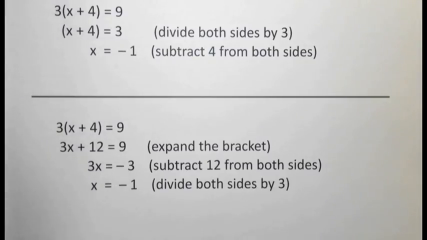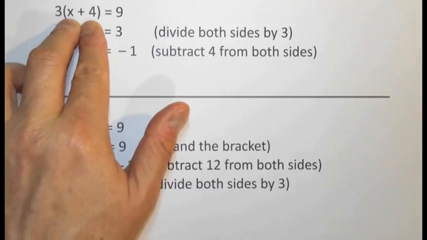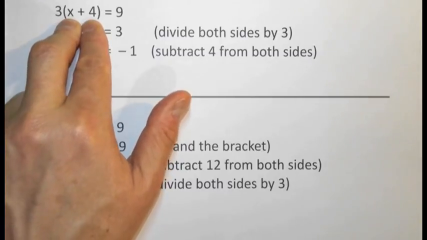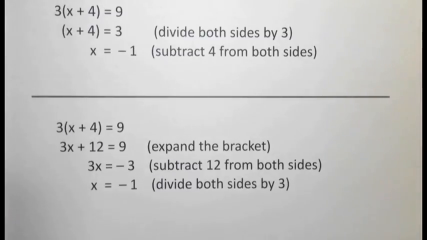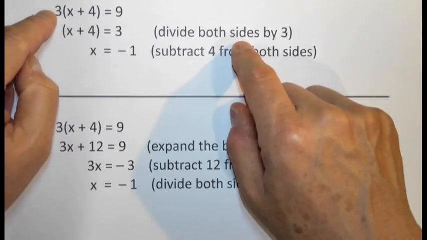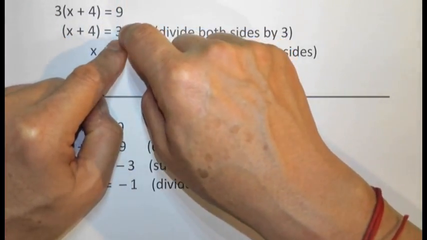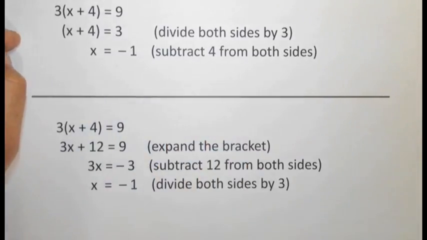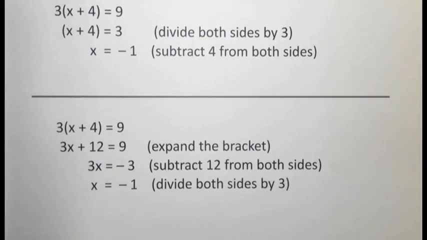Alright, a slightly different example. This time, it involves a bracket. So we've got (x + 4) in the bracket multiplied by 3 equals 9. First, we divide both sides by 3. So we have x + 4 equals, 9 divided by 3 gives 3. And then we subtract 4 from both sides. x therefore equals -1.